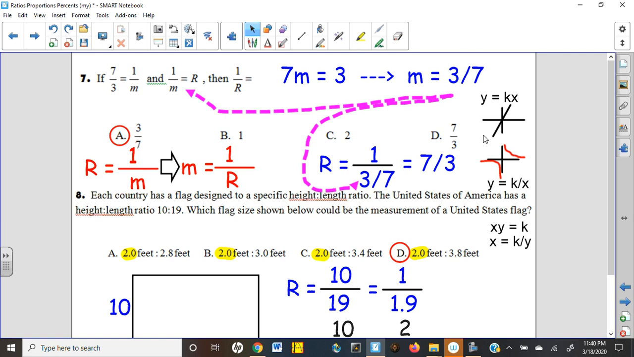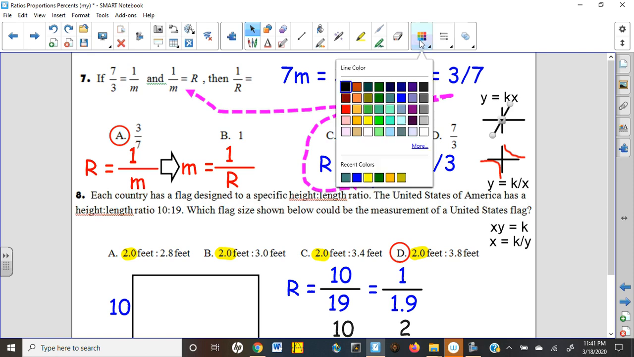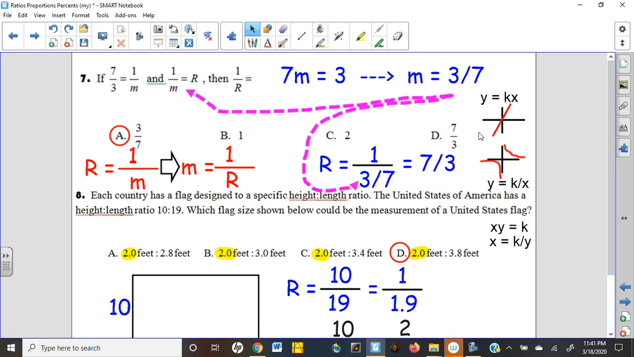Just a little side note, when you have y equals a constant times x, y equals kx, that's a line that goes straight through the origin, and it has a slope of k. And this is just a linear equation, but because it goes through the origin, it has a direct variation. X and y are directly connected by k with no other values.